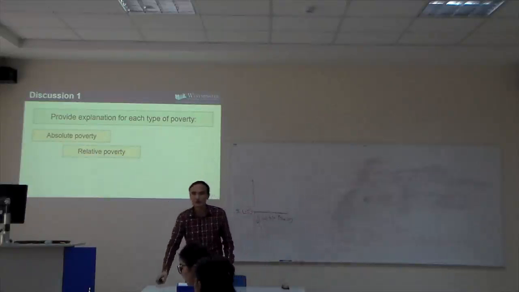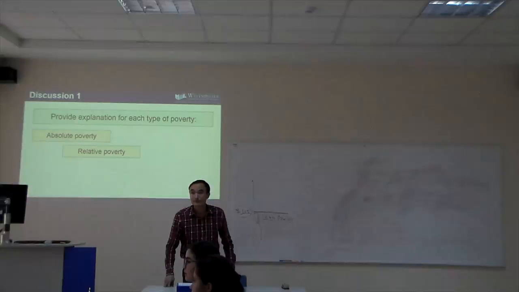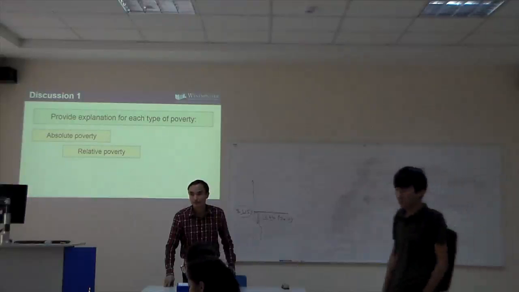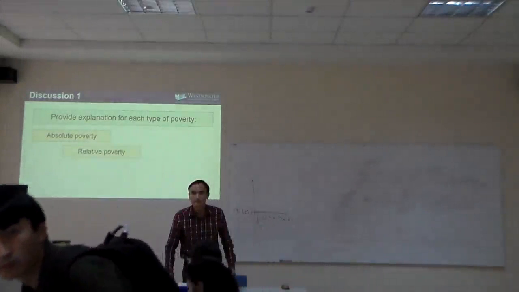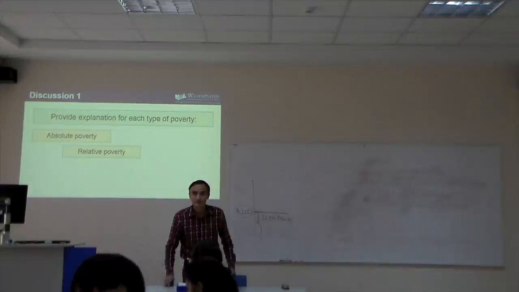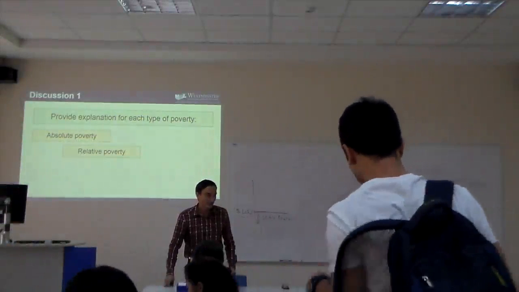So what about the second type? Relative poverty. What about relative poverty? Relative poverty is one where the people live in. For example, a person in America can earn $5,000, but it's not enough for the average standard of living. It would be relative poverty. Oh, yes. Okay.